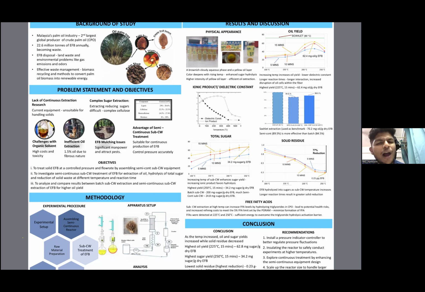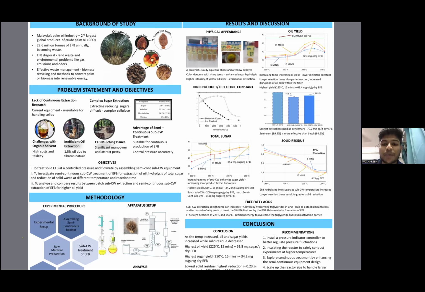Moving on to methodology. How did I do this project? The main experimental procedure started off with experimental setup. As the previous student didn't clean, cleaning was done to the previous subcritical water equipment, where acetone was circulated to absorb all the residue of the pomade used. Next is the assembling of the semi-continuous reactor, where the reactor was integrated into the previous continuous equipment, so that solid EFB can be inserted for the extraction process.